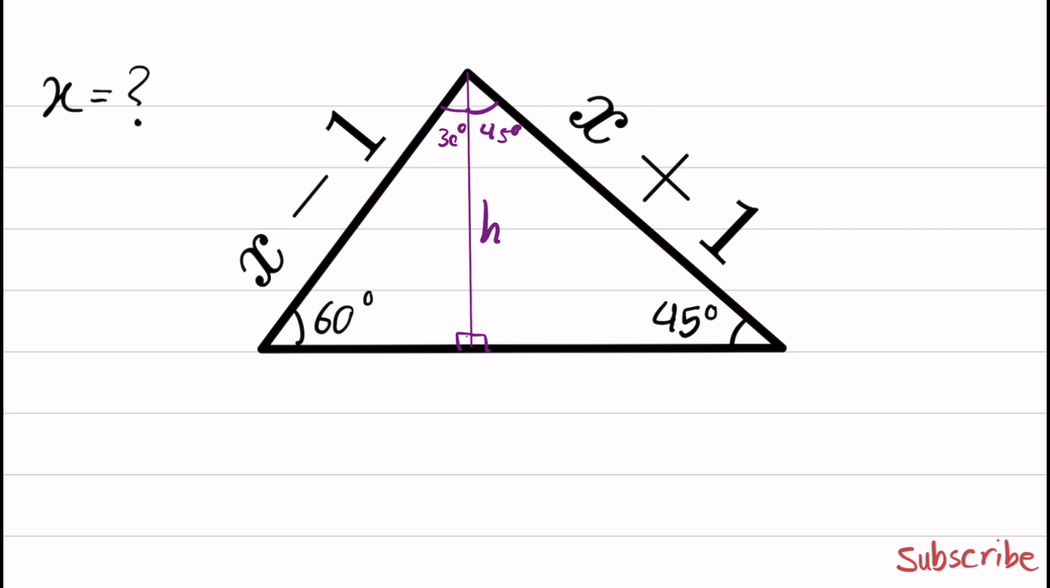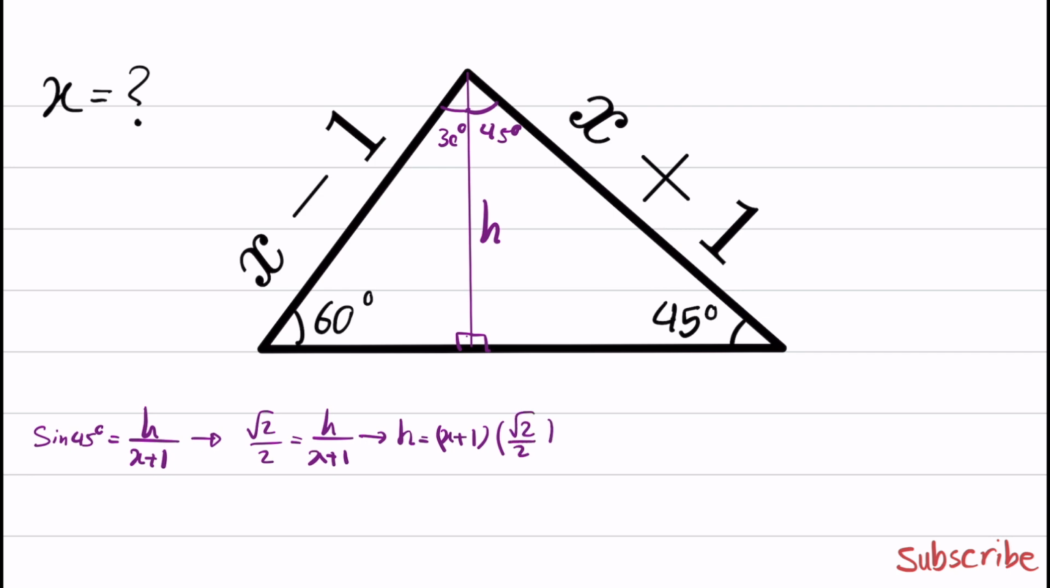So let's use our basic trigonometry relations. Let's write the relation for sine 45 degree. Sine 45 degree is equal to opposite divided by hypotenuse, which is going to be h over x plus 1. If I replace the value of sine 45, it is square root of 2 over 2 is equal to h over x plus 1. And from this, h is equal to x plus 1 times square root of 2 over 2.